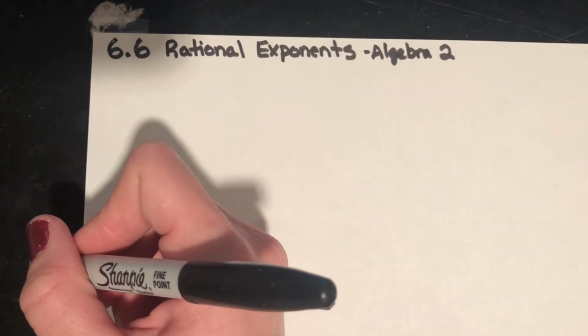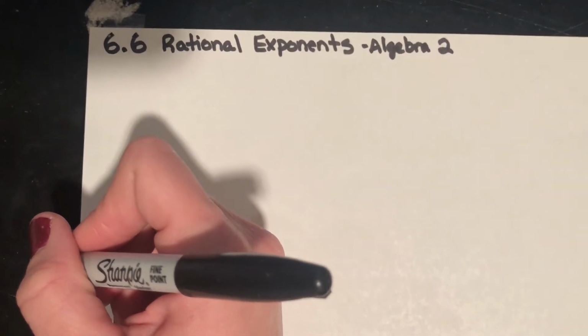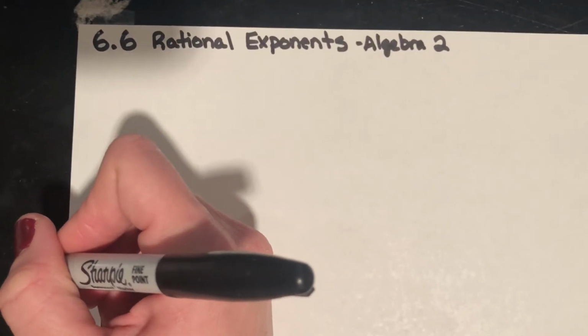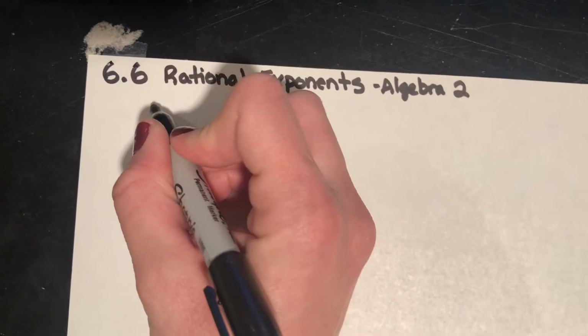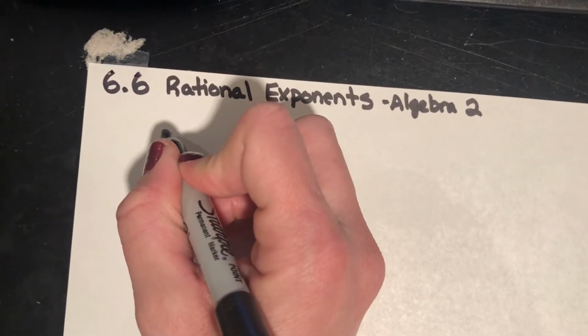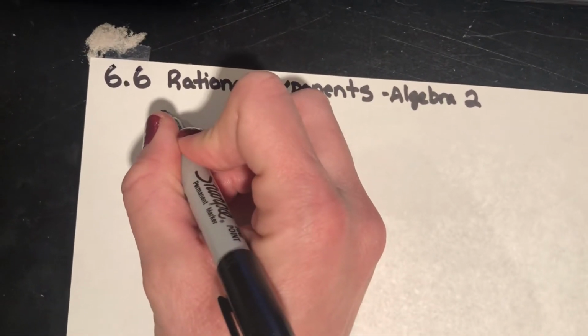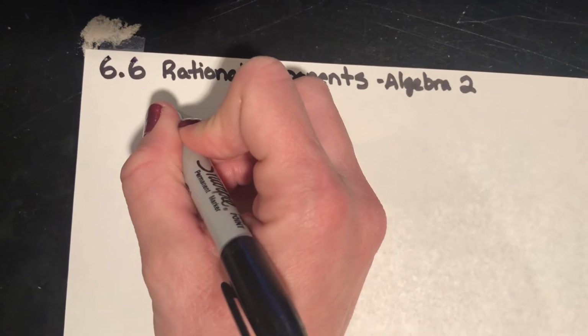All right, folks, we're going to be doing 6.6 rational exponents for Algebra 2. And so we're going to hop right into that. We have two new little formulas for you guys here, or just simplifications, actually.